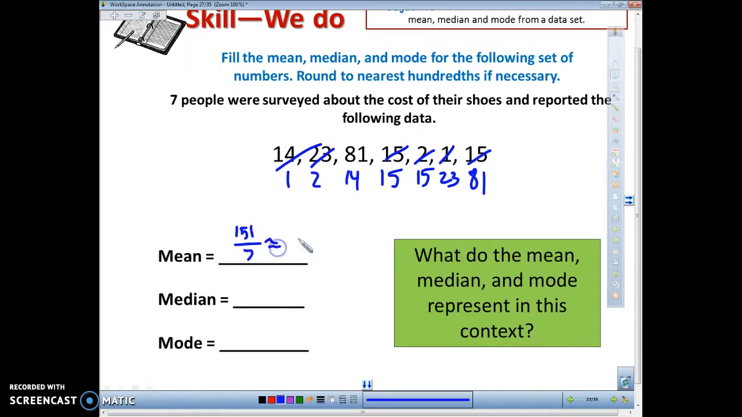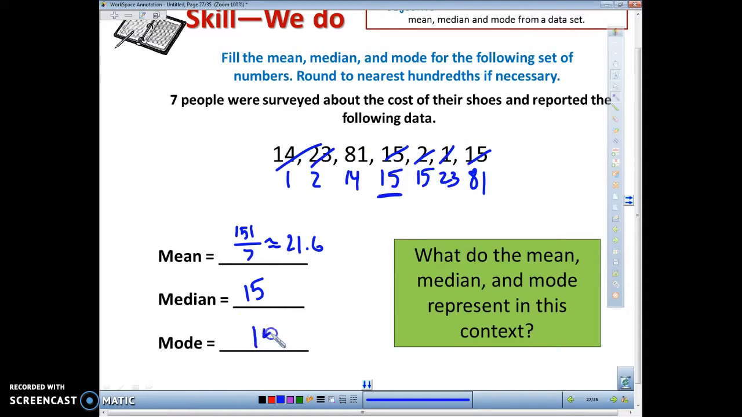And this gives us approximately 21.6. Our median is the middle value. Since I have 7 numbers, I'm going to have 1, 2, 3 on this side, 1, 2, 3 on this side, and this is my median, 15. And we're going to calculate the mode lastly. The mode is the number that appears the most, which is also 15.